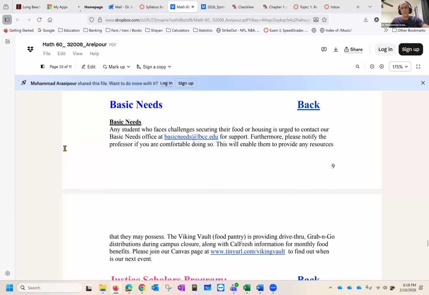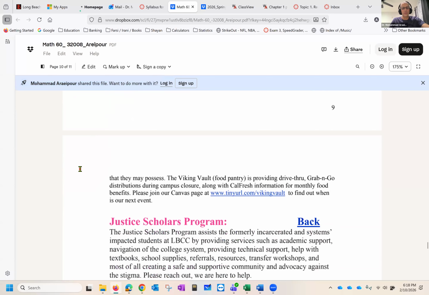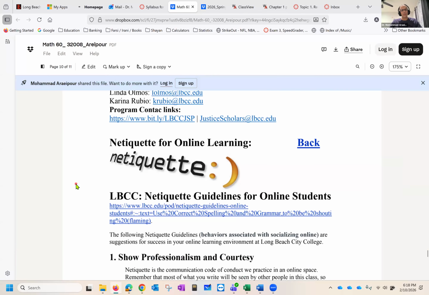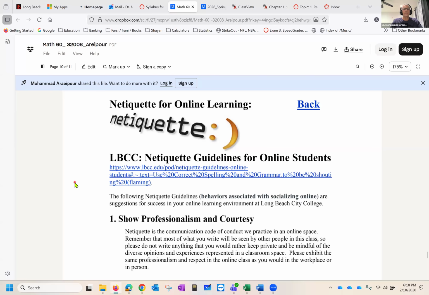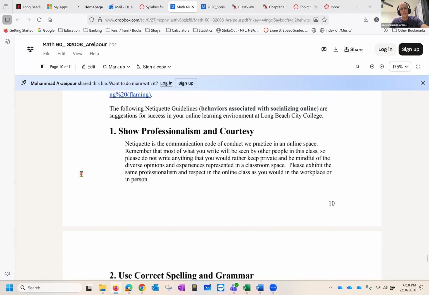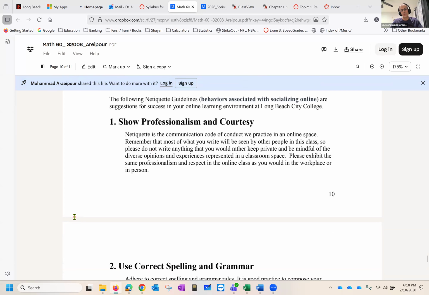And then basic needs, other information that you may find helpful. As far as this part, they call it Netiquette for online learning. I'm not going to go through that. Please take a look at it. In short, we are here and we want to make sure that we are absolutely courteous towards one another. We act accordingly. We are like professionals and we have nothing but pure respect, utmost respect for one another, please.